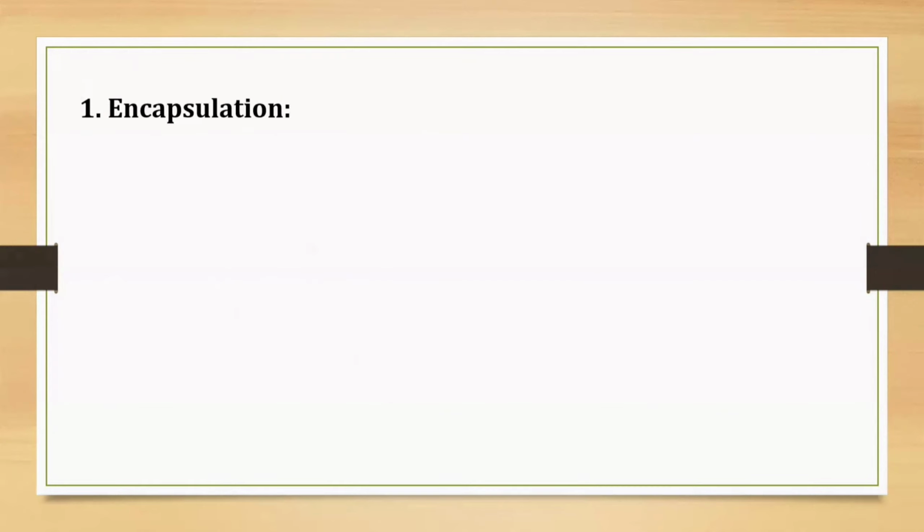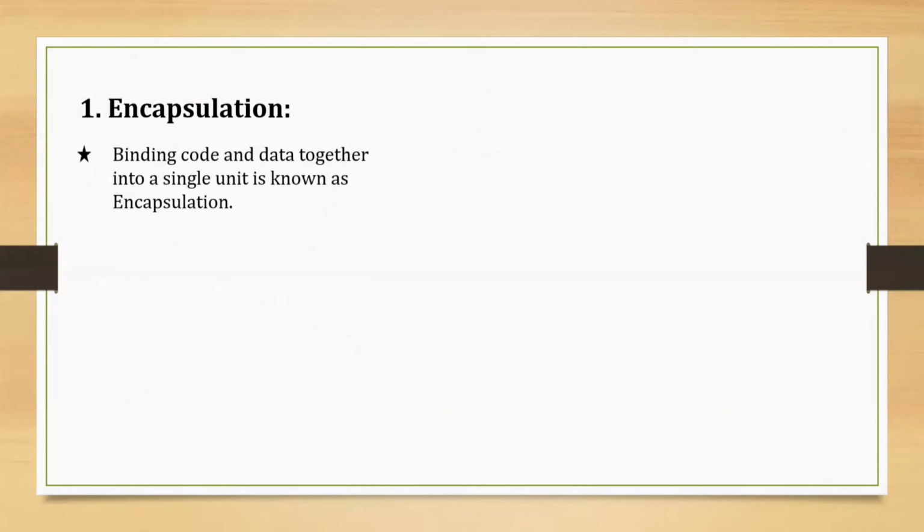Let's move into OOPS concept. First one, encapsulation. Binding code and data together into a single unit is known as encapsulation. It is like a protective shield. In this, variables or data of a class is hidden from any other class.